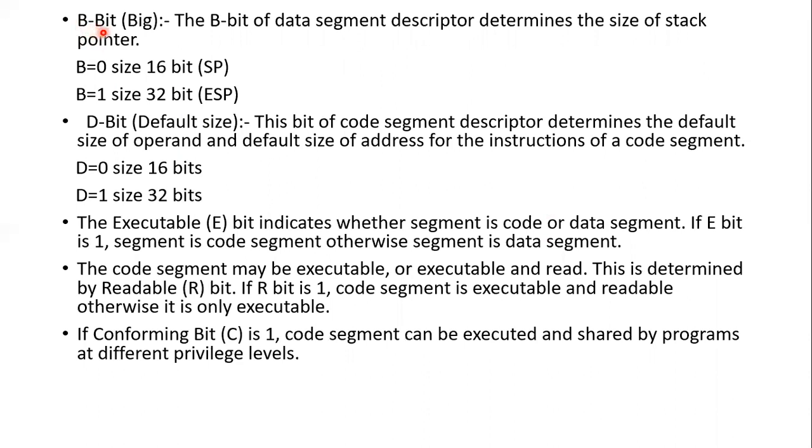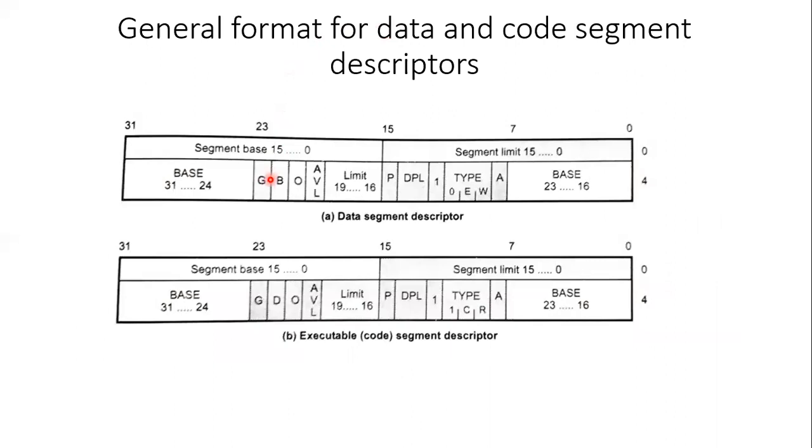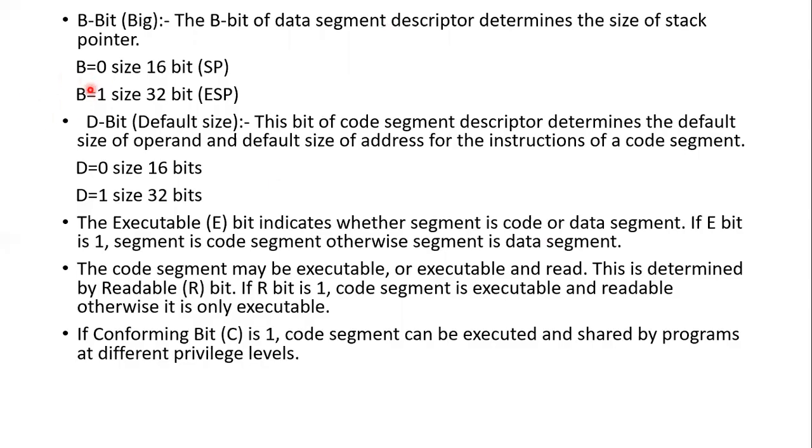B is what? The big bit, that is known as big. What does this B do? The big bit, that is the B bit of the data segment descriptor, determines the size of the stack pointer. See, this bit will determine the size of your stack pointer. If your B bit is 0, the size is 16 bit, and if your B bit is 1, the size is 32 bit.